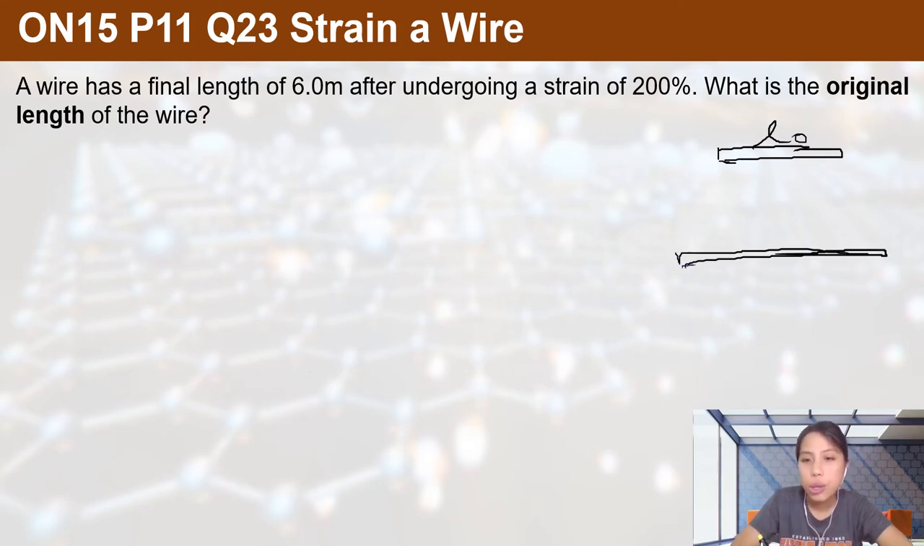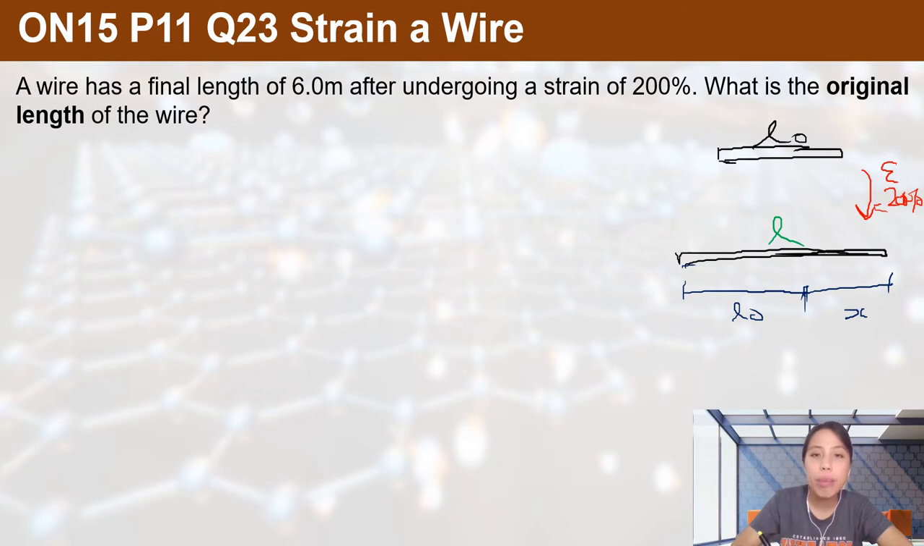And now you have the total length of this wire, which is the original length plus the extension that just happened, because it grows longer. So it says they undergo a strain of 200%. How do you find the original length? The strain.